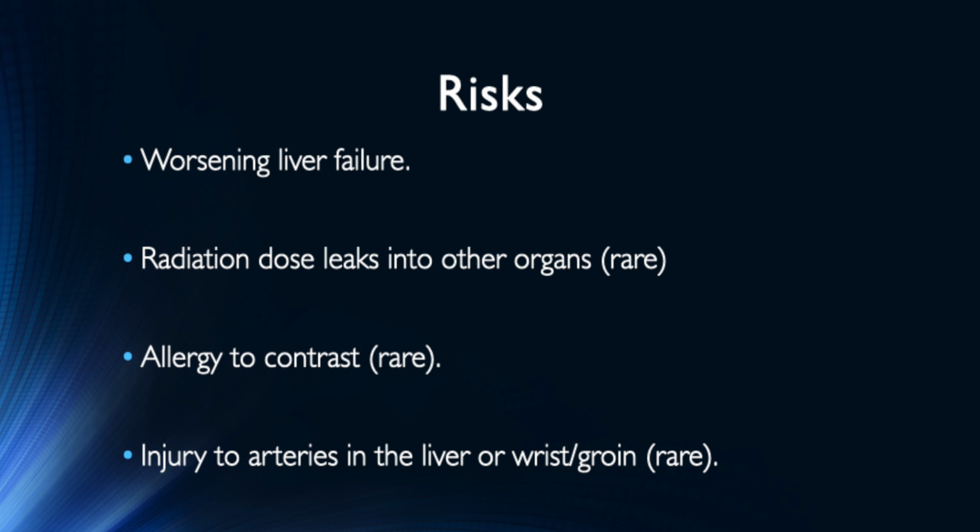The biggest risk to TARE is if the radiation leaks into the other organs during infusion. This occurs in less than 1% of cases if performed by an experienced operator. The other major risk is worsening liver failure. Some patients that undergo TARE have underlying liver disease or have been on chemotherapy that injured the liver. If too much of the liver is treated or too high of a dose is given, it can cause liver failure. Experience with TARE is important to reduce those complications.